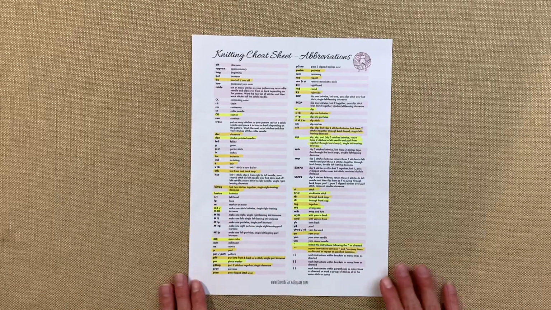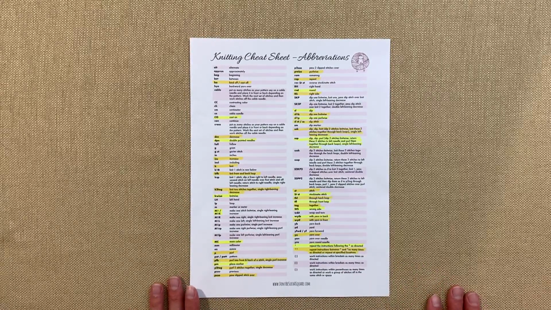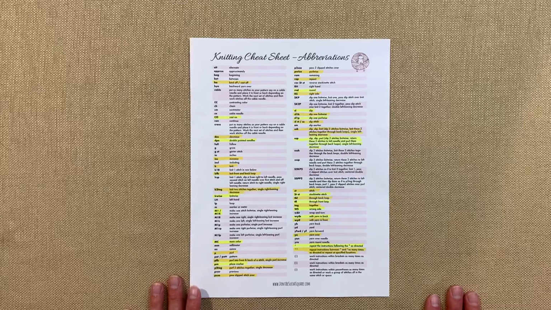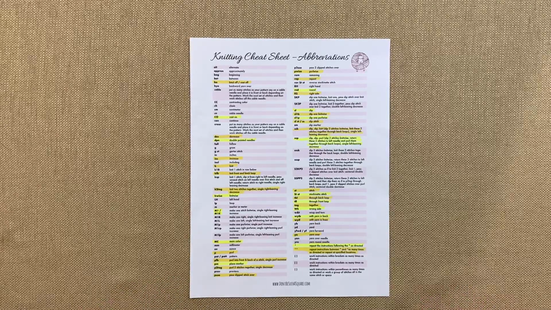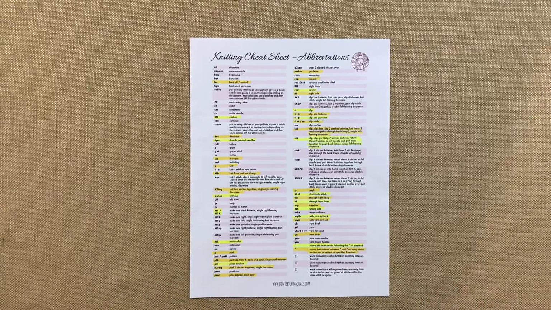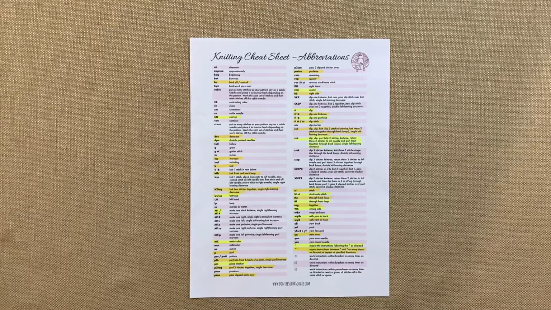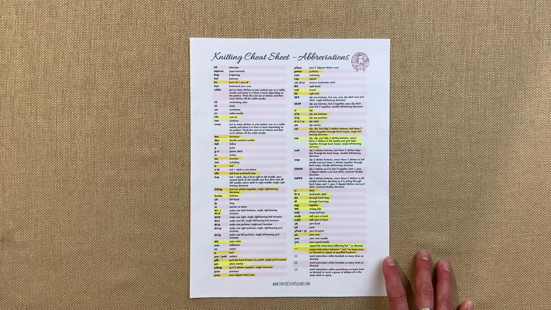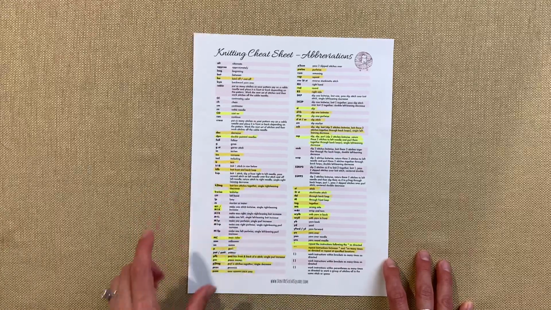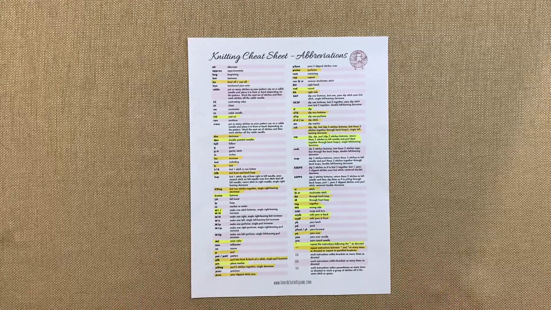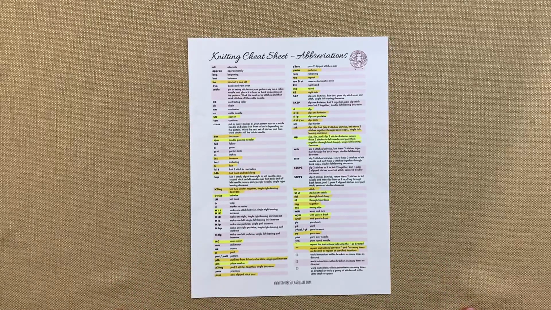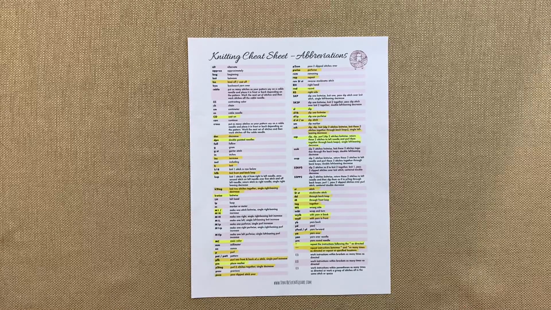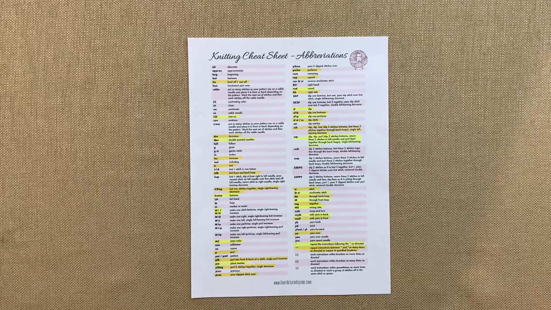DEC stands for decrease. So we're decreasing stitches. Again, we don't have to worry about that for the pattern that we're going to be creating together, but these are good terms that you're going to need to know for future projects. DPN stands for double pointed needles. INC stands for increase. K stands for knit. KFB means to knit front and back loops.